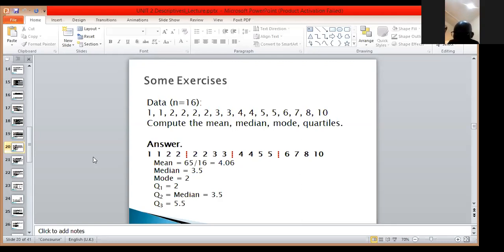So what do you do? Because here there is no number. What you do is you add the last number from the first part and the first number from the second part. Add them and divide by 2. That's how you find the lower quartile.